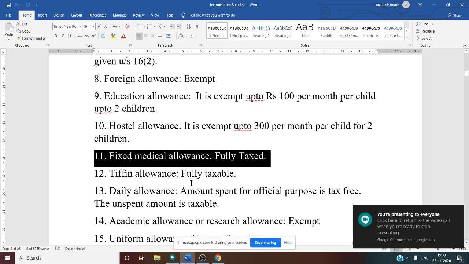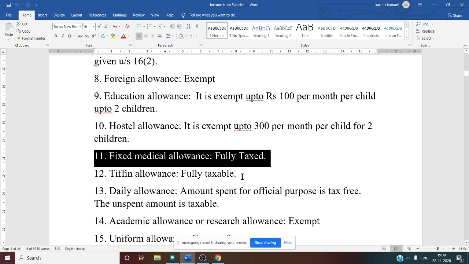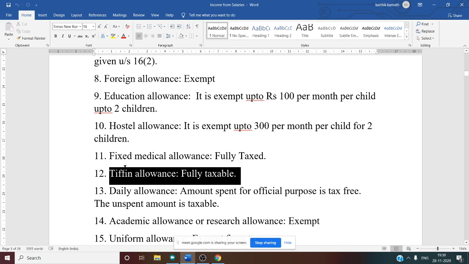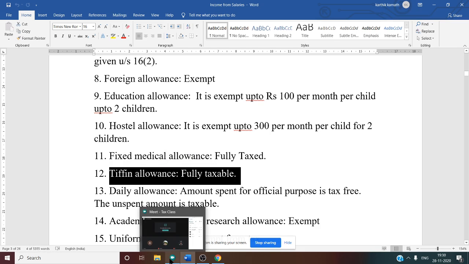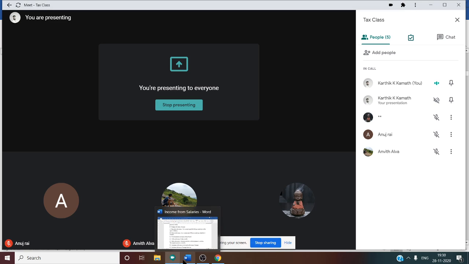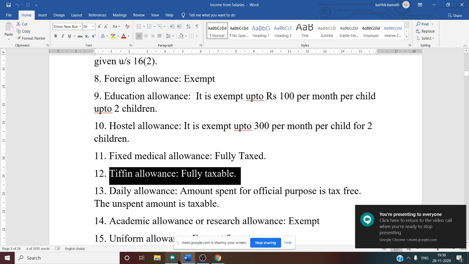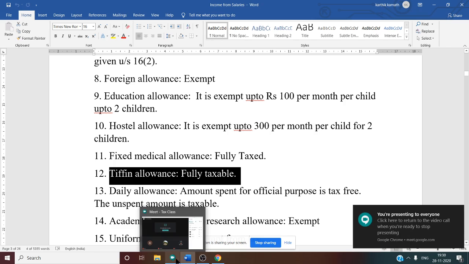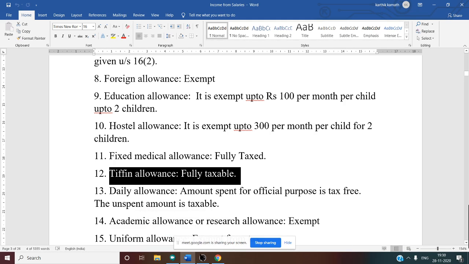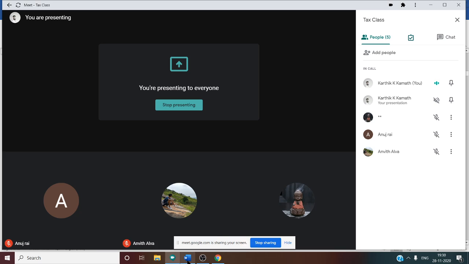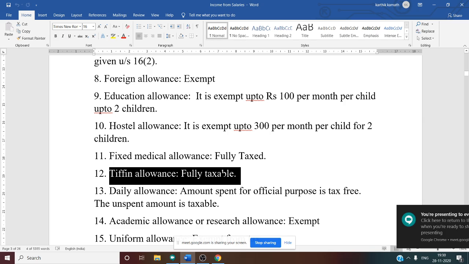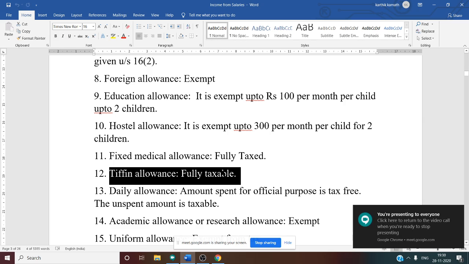So now next is fixed medical allowance. In the case of fixed medical allowance, it is fully taxed. Tiffin allowance is fully taxable. Like this, about 30 allowances are given, so we cannot discuss each and everything. We have to just know what is taxed and what is exempt. This doesn't come for examination directly, but some allowance will be asked in the 16 mark problem. That is why we have to know all 30 allowances.